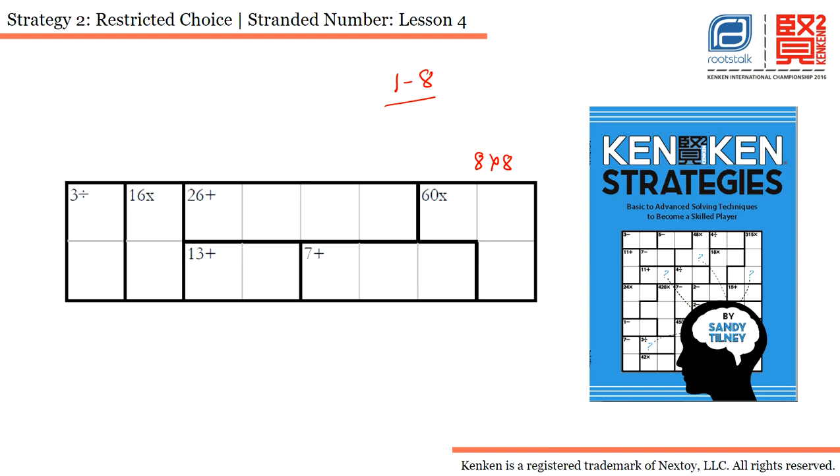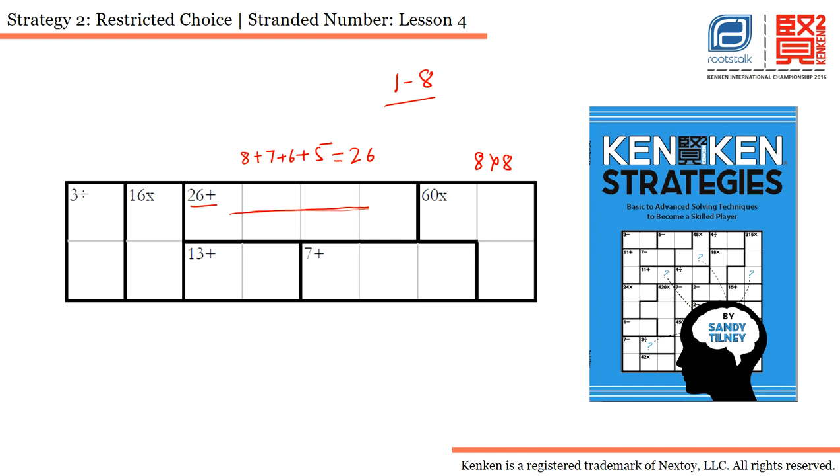Okay, so let's start with this because this is the biggest number we have in this puzzle. It says 26 plus, and it has 4 cells, and I can use numbers 1 to 8. The important thing is all the 4 cells are in the same row. If you observe, the only possible option is 8 plus 7 plus 6 plus 5. 8 plus 7 is 15, plus 6 is 21, plus 5 is 26. So this is the only possible combination for this particular cage: 4 numbers, 8, 7, 6, 5.